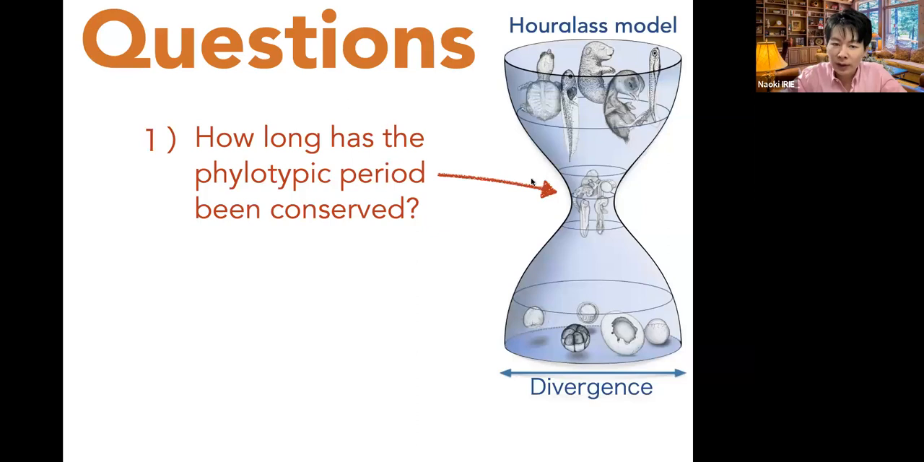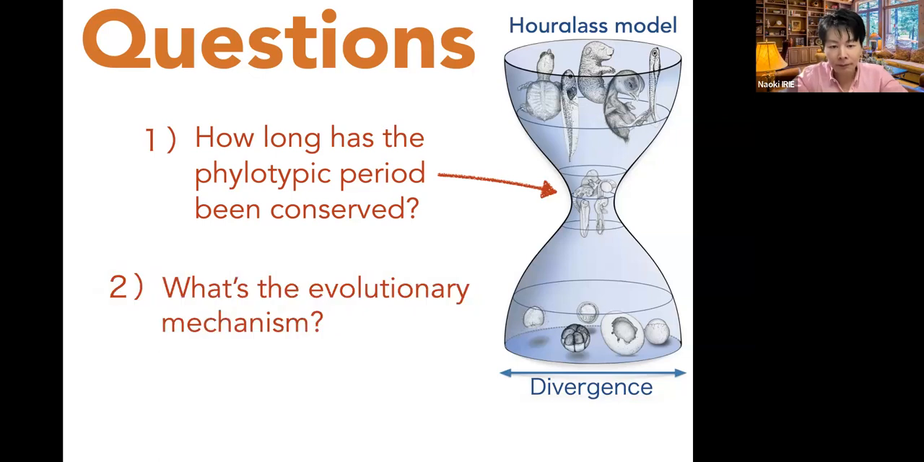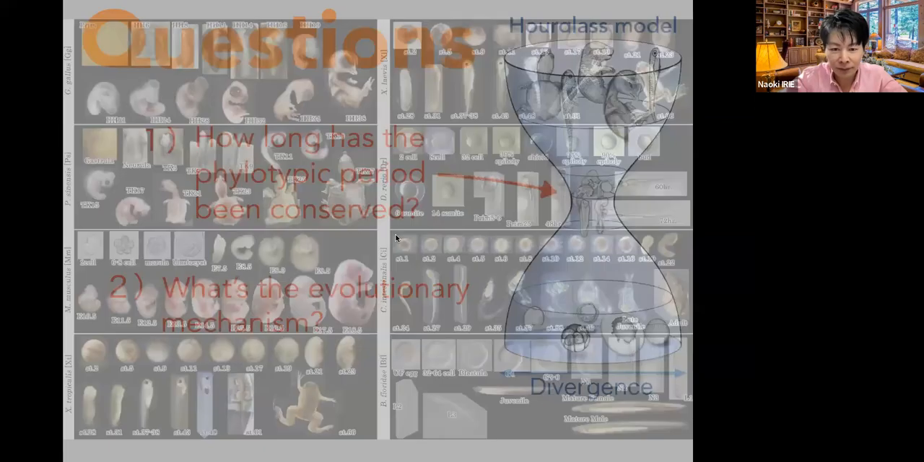So the first question was, how long has this mid-embryonic period been conserved? Is it several generations or vertebrate-wide? We already know that it's been conserved for each animal phylum, like chordates, arthropods, nematodes. But how can we go into a smaller scale? And the second one, as Nika asked, is what's the evolutionary mechanism of this conservation?